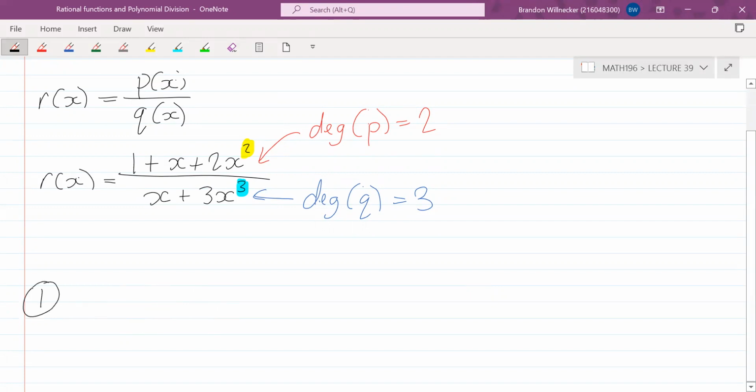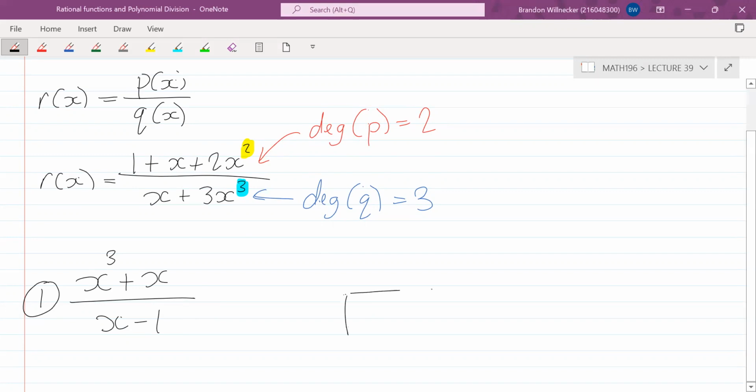So example 1, we have x cubed plus x divided by x minus 1. So here we see the degree of the numerator is 3, the degree of the denominator is 1, which means we can actually simplify this into some polynomial plus a remainder rational function. Okay, because the numerator has a higher degree than the denominator, we can divide them. So the way that we divide them is using polynomial long division.